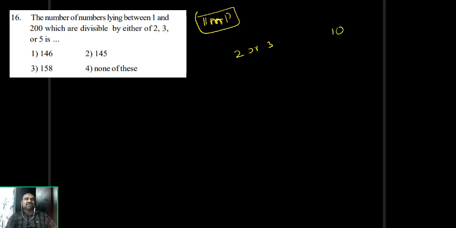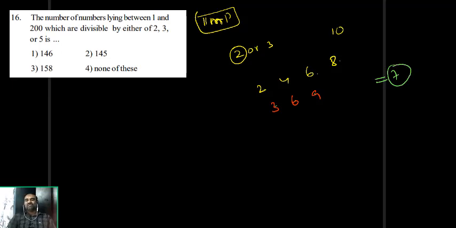Most of the students, what will they write? First of all, the numbers which are divisible by 2, they will write 2, 4, 6, 8. Below means you can't include 10. And which are divisible by 3: 3, 6, 9. What will they say the answer is? 1, 2, 3, 4, 5, 6, 7. So they will say there are 7 numbers less than 10 which are divisible by 2 or 3. But they made a mistake. What is the mistake? 6 is counted 2 times.